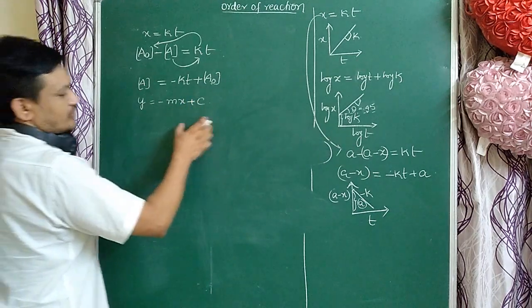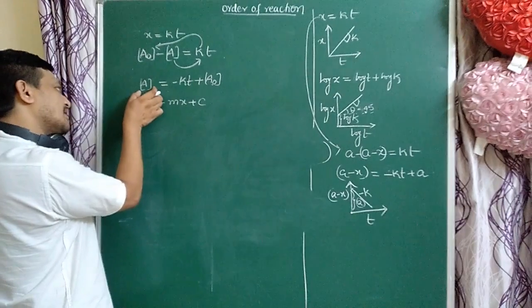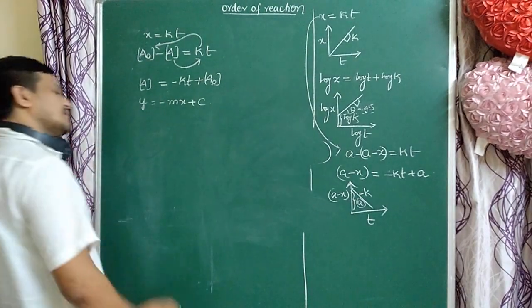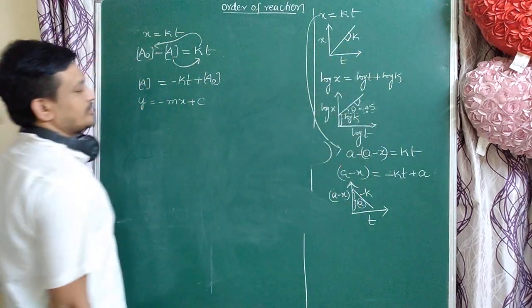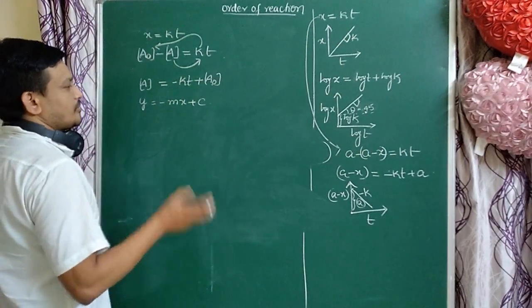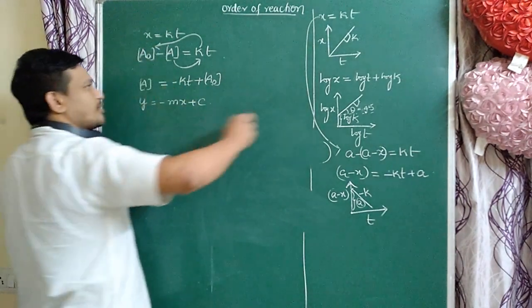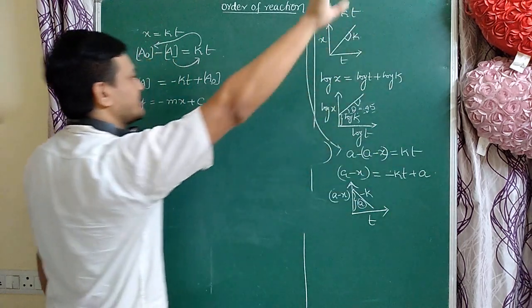These two equations are the same. Here A minus x, nothing but here A means remaining concentration. Here A minus also remaining concentration. That is very, very important. So whatever the formula may be, you take the basic formula x equal to kt, and you have to derive all the formulas from it.